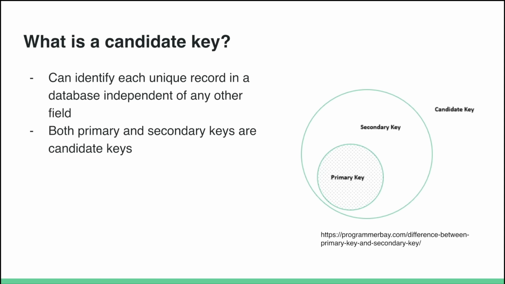The next term I want to go over is a candidate key. A candidate key basically encompasses both primary and secondary keys. They can all identify unique records in a database. This isn't really a huge concept. You just need to know that both primary and secondary keys are also referred to as candidate keys.